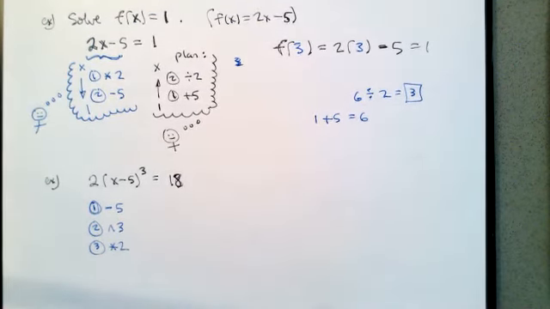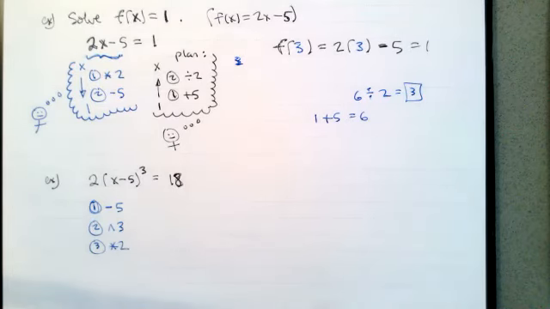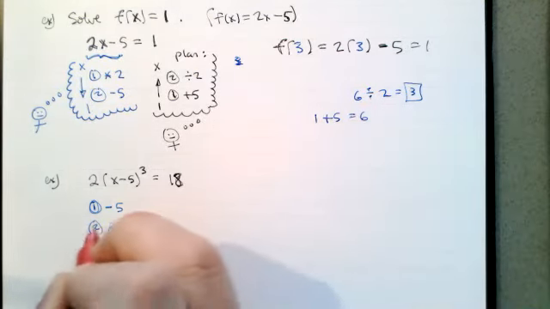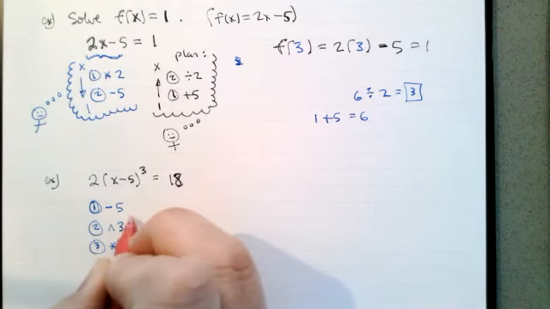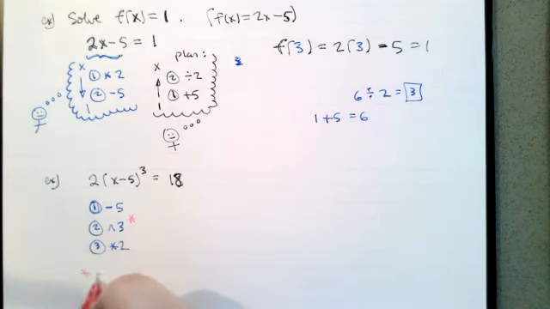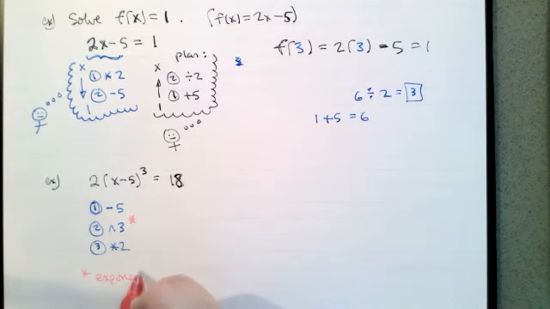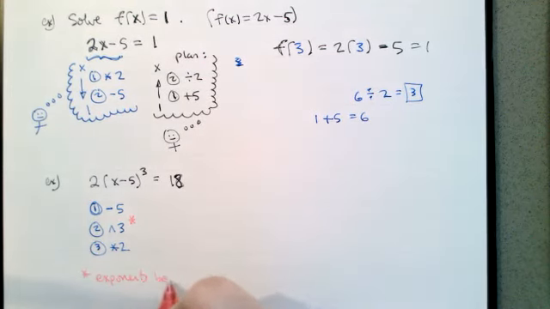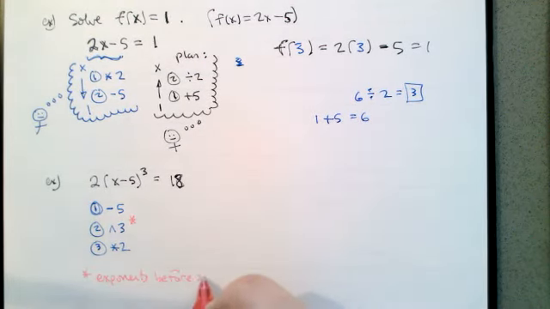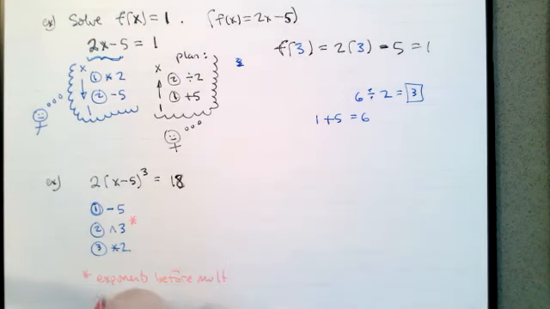We have to read what's happening in the expression. First, we subtract 5. Then we do an exponent. And then we multiply by 2. The reason that this happens is that we're thinking exponents before multiplication, unless parentheses.